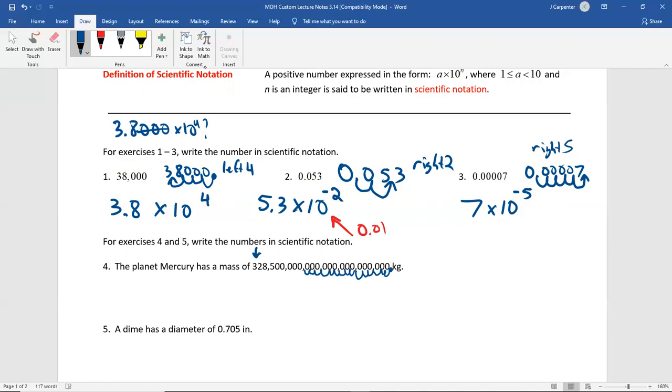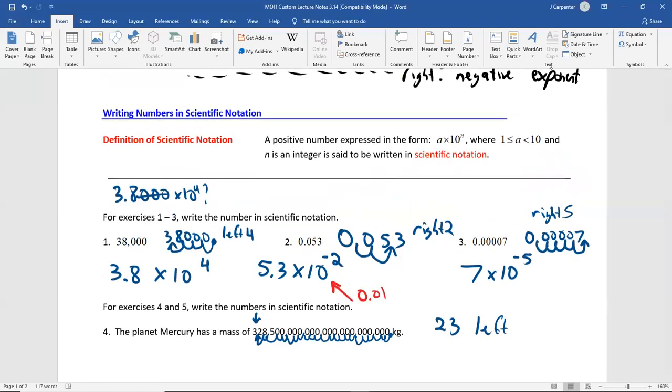Sorry if those bumps aren't perfect in a couple places. I'm doing my best with this tech. And I lost my count because I'm talking. 3, 6, 9, 12, 15. Okay. 16, 17, 18, 19, 20, 21. We're getting there. 22, 23. So it moves 23 times to the left. Moving it left means it's supposed to be a positive exponent.